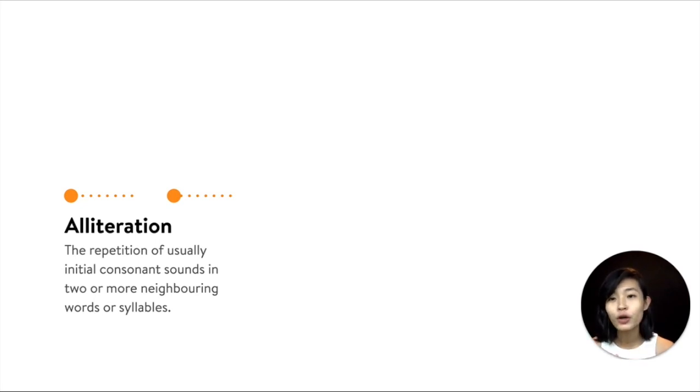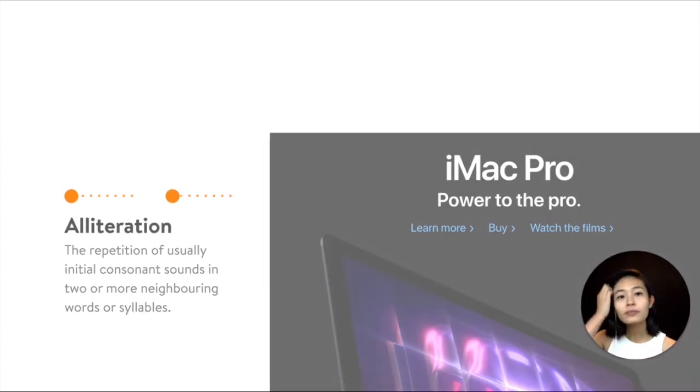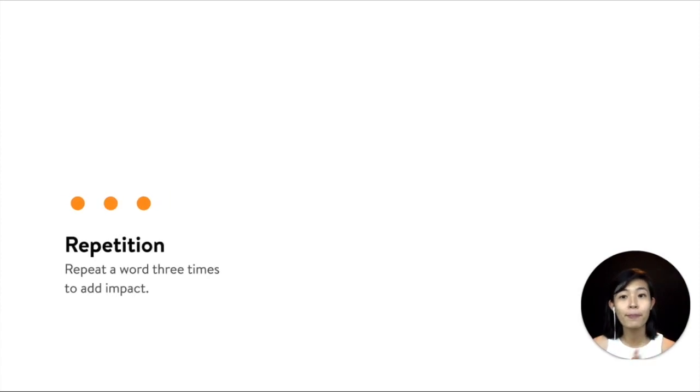This is the next device that you can use, alliteration. It's the repetition of usually initial consonant sounds in two or more neighboring words or syllables. What do I mean by that? So here we have power to the pro. Power starts with P, pro also starts with P. And then we have repetition.